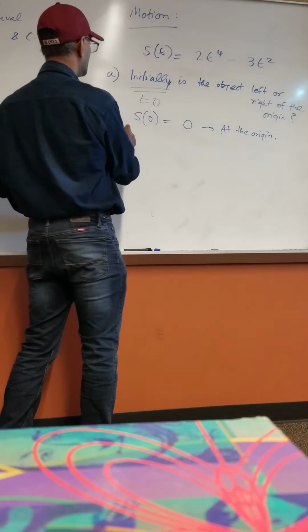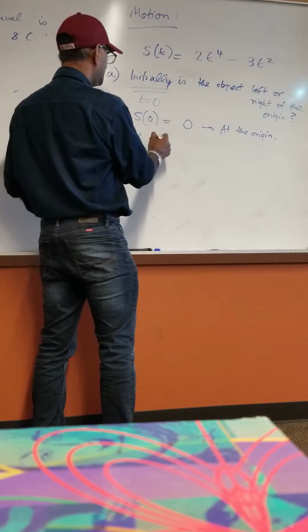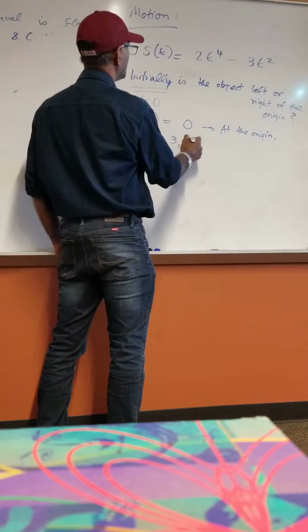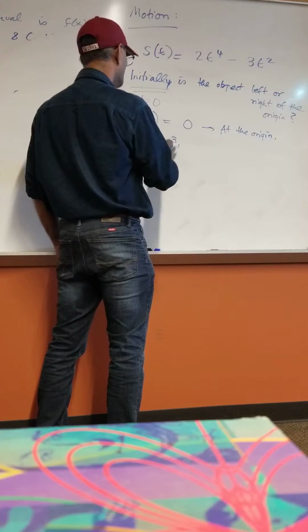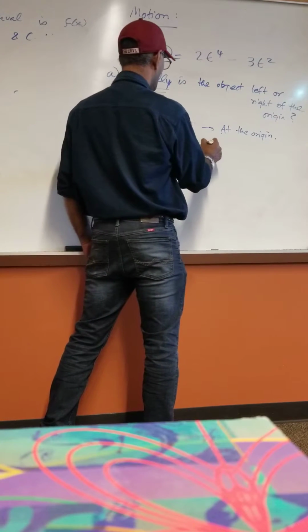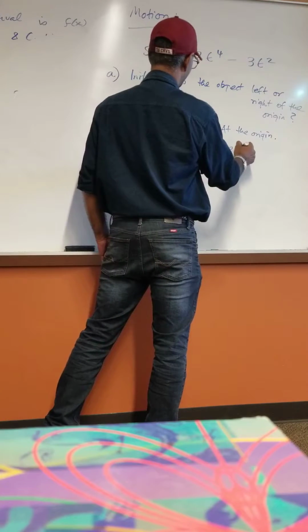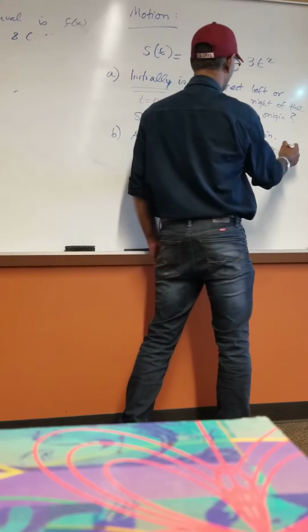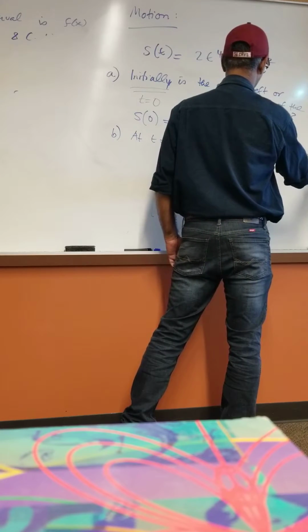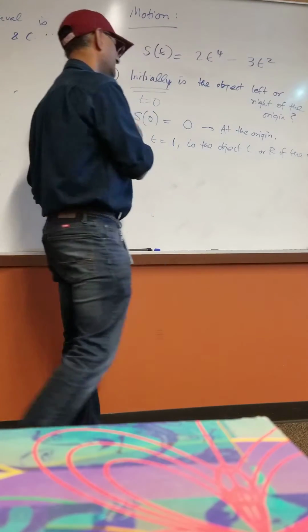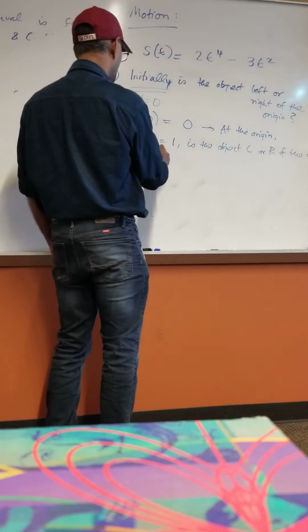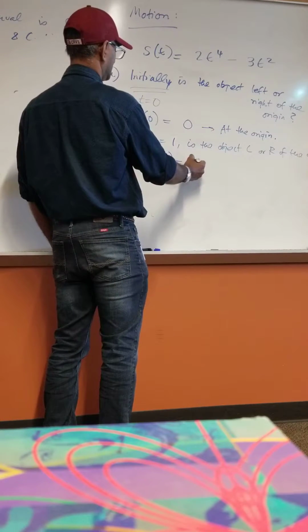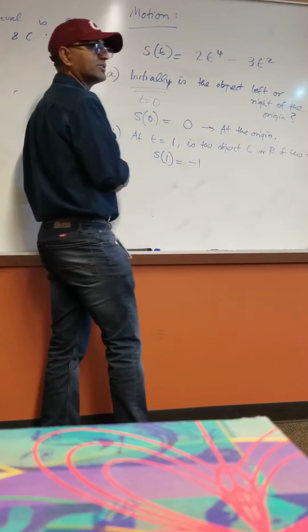Alright, let's do B. Let's say at t equal to 1. Is the object left or right of the origin? So what should I just do? Plug it in, but it's going to be left. Okay. So S of 1 is negative 1. Now I'm showing you the AP explanation.